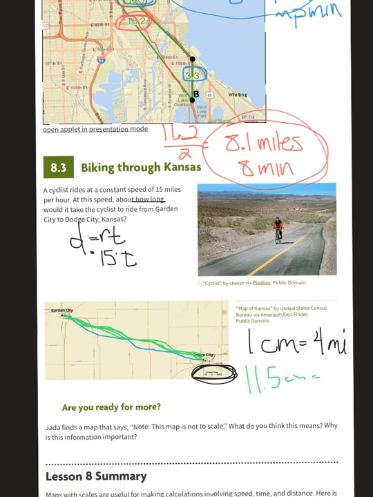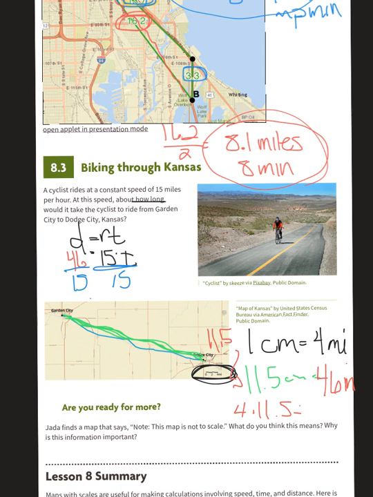Well, to get from 1 up to 11.5, I multiply by 11.5, right? So I'm going to go 4 times 11.5. Using my calculator, 4 times 11.5, I get 46, so it's about 46 miles. So now I know the distance, I can put 46 in here. Once again, we're solving for t, so this is a multiplication problem, so to get rid of multiplication, we divide. So we're going to divide by the number with t, that's 15. In my calculator, 46 divided by 15 is 3.0666666.